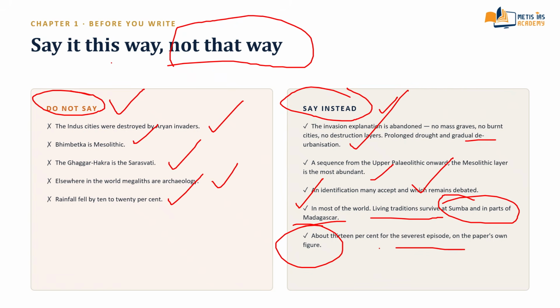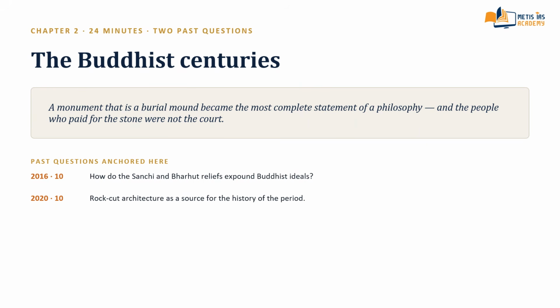And then we are moving to chapter number 2, that is the Buddhist centuries, stupa and rock-cut. What is the Buddhist centuries, stupa and rock-cut? Rock-cut caves, rock-cut structures. A grave that became a diagram. What is the grave that became a diagram?